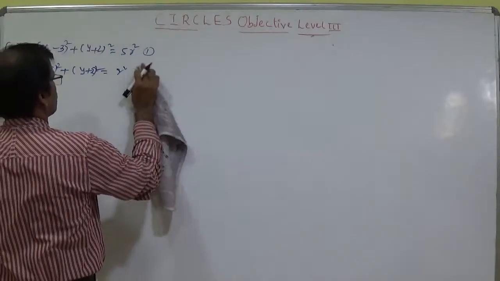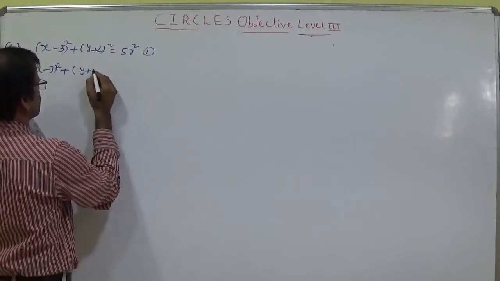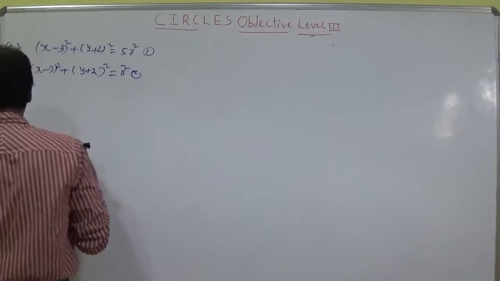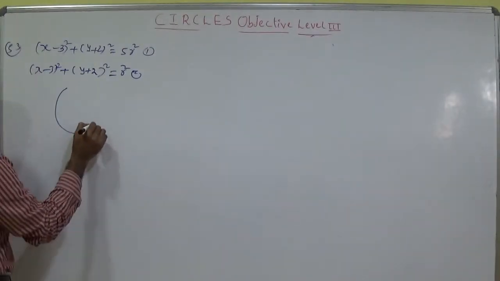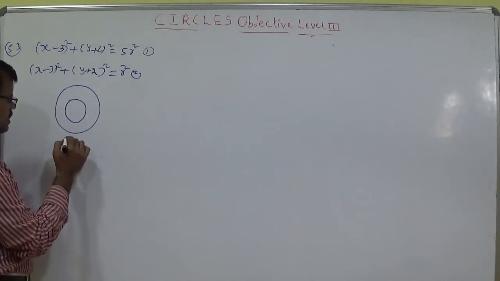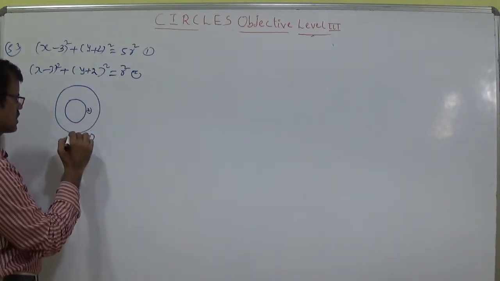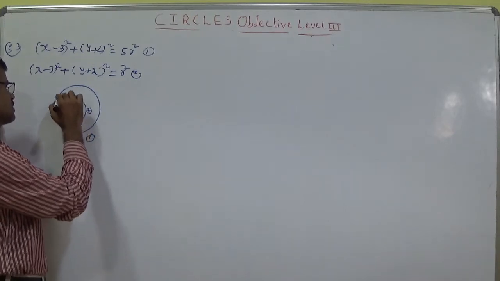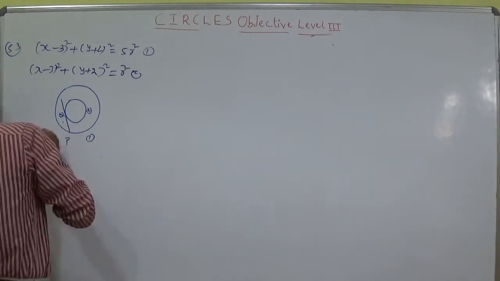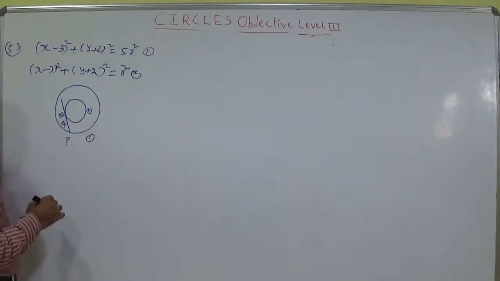The length of tangent drawn from the first circle to the second circle, (x+y+2) whole square equal to r square. The length of tangent from the first circle to the second circle is 4. Draw it like this. From here a point is there. This is the first circle and this is the second circle. From the first circle to the second circle, a point is the length of tangent. A tangent we have drawn, that is PQ. That length of tangent is given as 4.